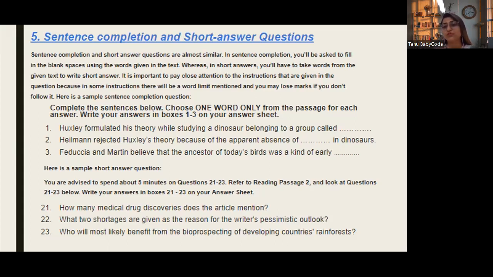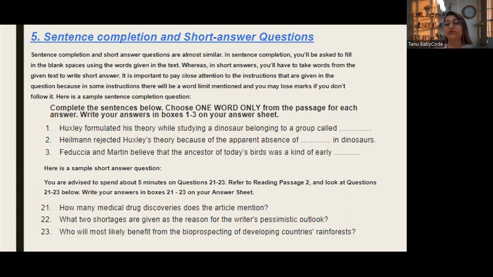In sentence completion, what you need to do is you will be asked to fill in the blanks. It is usually called fill in the blanks. So you will be writing your answers using the words given in the text. Whereas in short answers, you will have to take words from the given text to write a short answer.